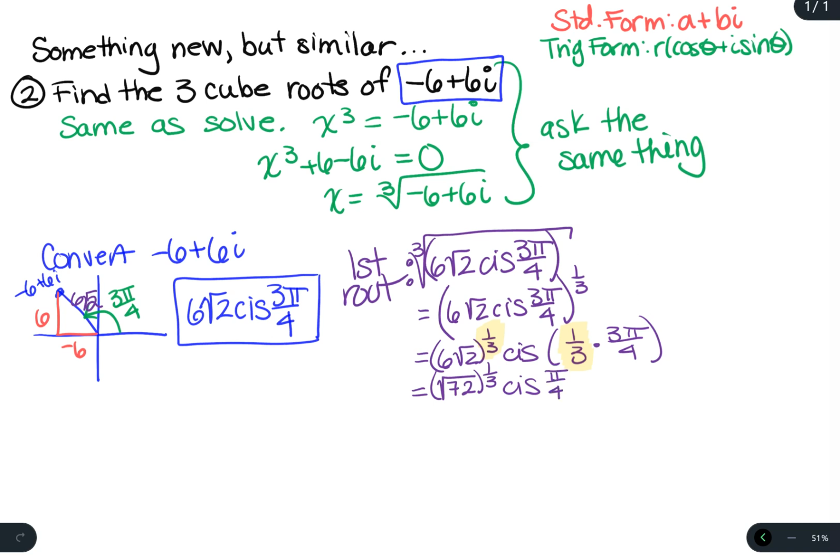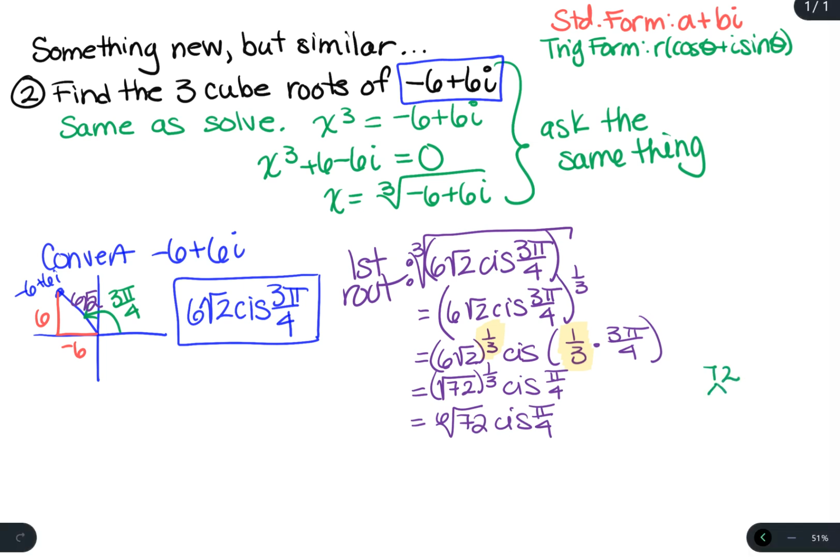And the square root of 72 to the 1/3 power, I want to see if I can simplify that more, which I can, because the square root of 72 is 72 to the 1/2. So this is going to be the 6th root of 72 cis pi over 4. And I can check the 6th root of 72 to see if that simplifies.